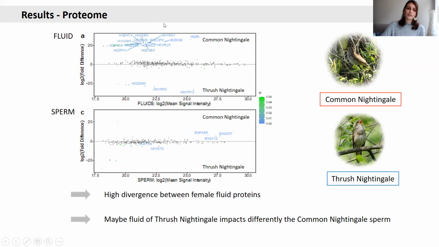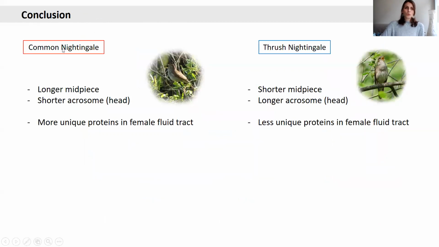But that highlights the fact that if we reproduce the experiment of motility, but using the thrush nightingale female fluid, maybe the result will be completely different. But because it was very difficult to catch some female thrush nightingales in the field, this experiment was not possible. So to conclude on this analysis, we found a longer midpiece and shorter acrosome for the common nightingale and more unique proteins in the female fluid, whereas no significant differences were found in the sperm velocity between the two species and in each treatment.